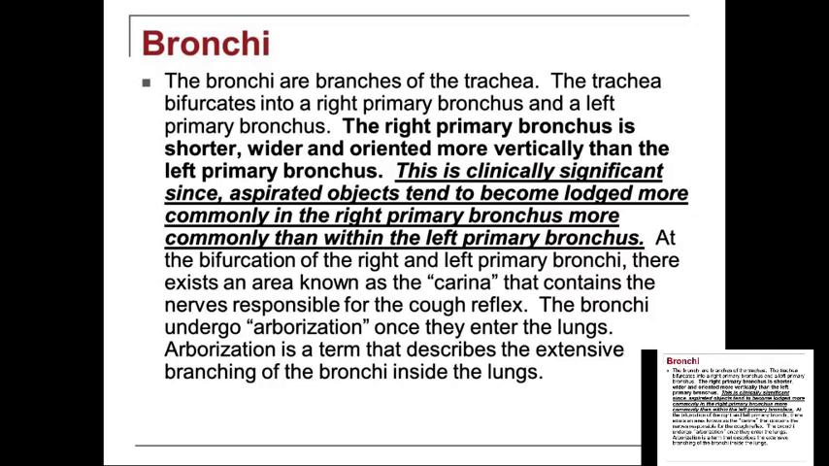There's the cilia. The bronchi, these are branches off of the trachea. The trachea is going to bifurcate after the carina into a left and right primary bronchus. The right primary bronchus is shorter and wider, and it's oriented more vertically than the left, so that's why you get more aspiration injuries to the right side than the left.